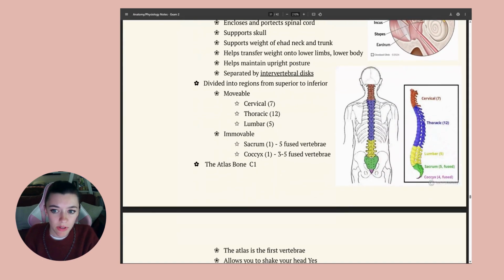Divided into regions from superior to inferior, you've got your cervical at the top, and then your thoracic, that's going to be your upper back, and then your lumbar, that's going to be your lower back. A good way to remember this is cervical, 7. You eat at 7 a.m. Thoracic, 12. You have lunch at noon. And then lumbar, 5. You eat dinner at 5. So 7 o'clock, breakfast, 12 o'clock, lunch, and 5 o'clock, dinner.